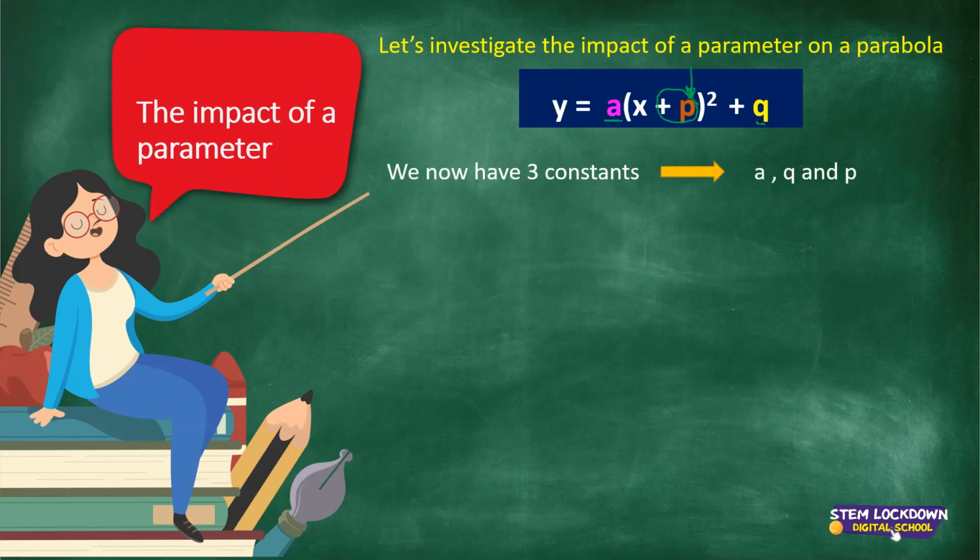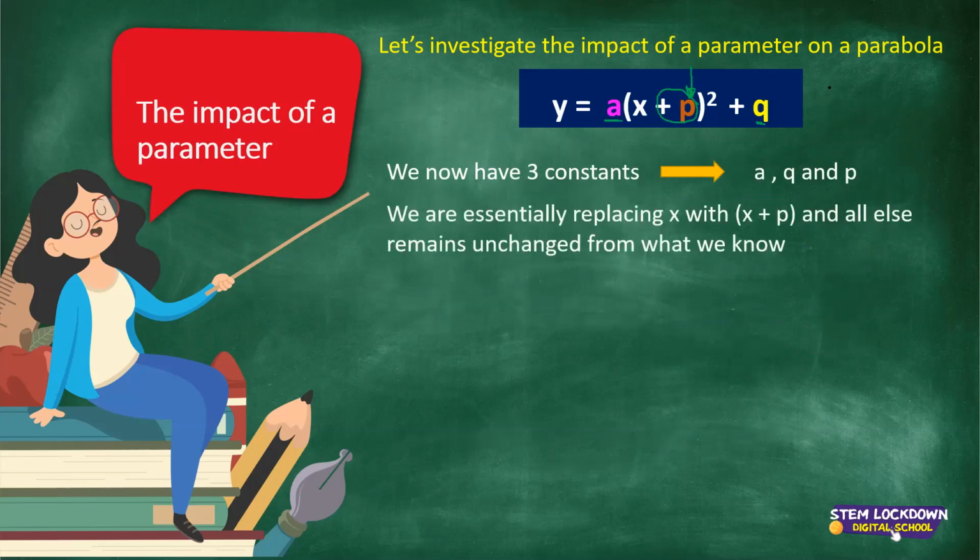So what we are essentially doing here is we are taking this equation, ax squared plus p.